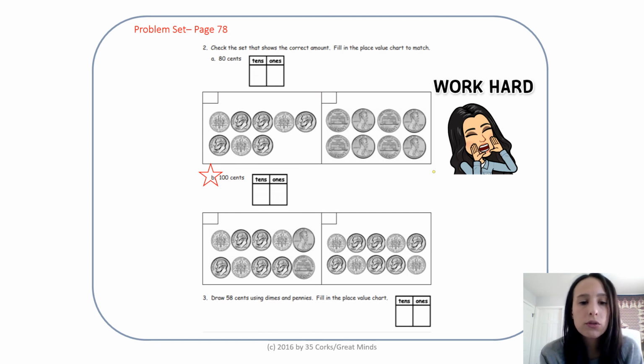Number 3 says draw 58 cents using dimes and pennies. Fill in the blank or place value chart. So again, you can make a circle and put a 1 inside for a penny or make a circle with a 10 inside for a dime.